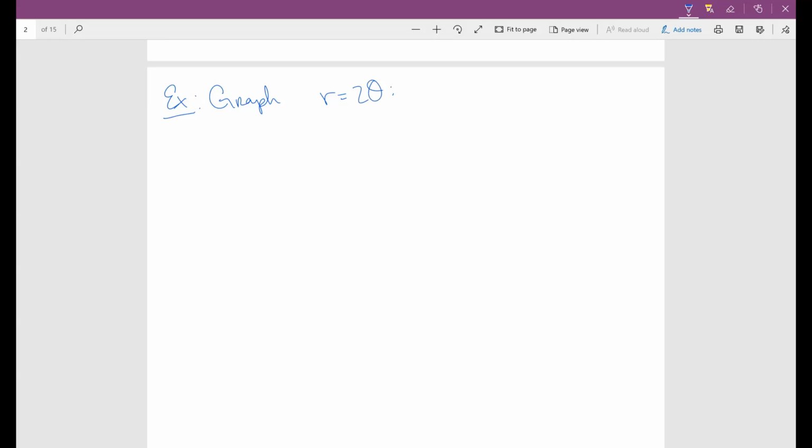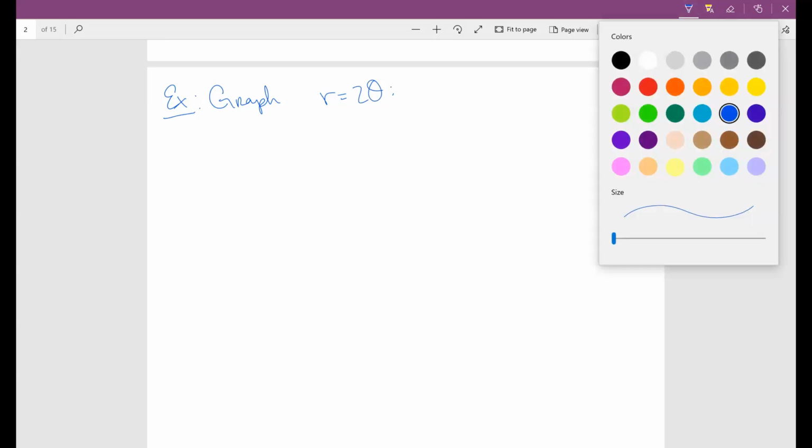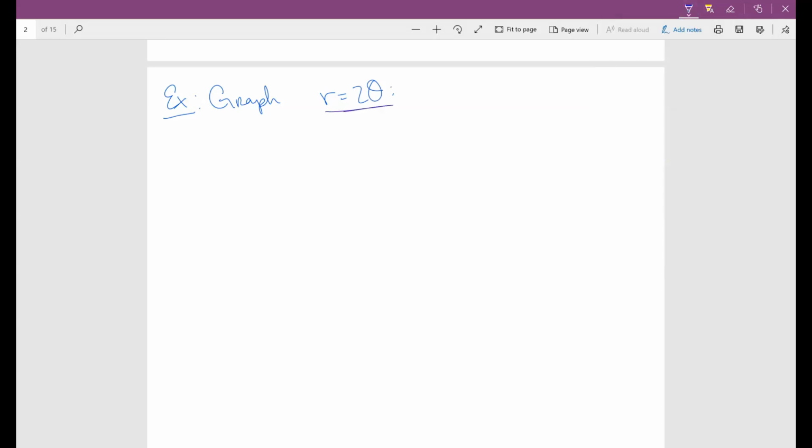The way that I do it is that I want to start off with a reference graph. So basically, I'm going to graph this in x and y. Let's say this is going to be the theta, and this is going to be the r. I want to plug in a couple points. I'm going to start off with the quadrantal angles: 0, pi over 2, pi, 3 pi over 2, and then 2 pi.